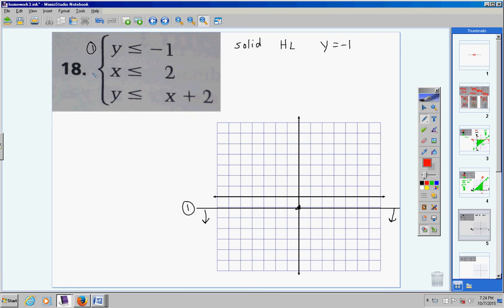Now, line number 2, or inequality number 2, so I know it's going to be a vertical line. It does have an equal sign, so it's going to be solid, and it's going to cross the x-axis at 2. So there's my point right there, and we'll have a vertical line going through 2.